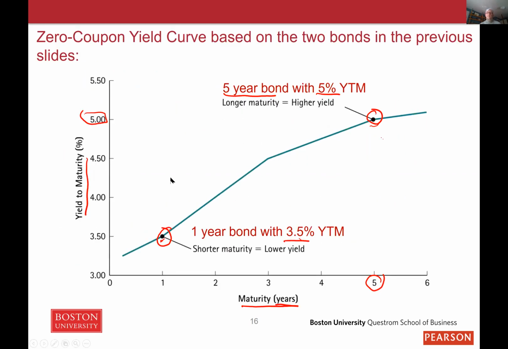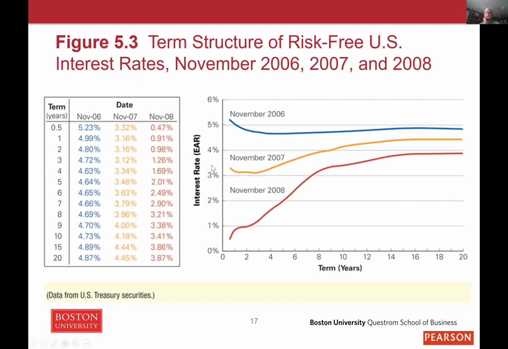So again, this is how you would plot those two bonds that we did at the very beginning when we were talking about zero coupon bonds. Now, the actual shape of the yield curve varies. So if you looked at November of 2006 and plotted a range of rates from 6 months to 20 years, you would have gotten this blue curve right here.